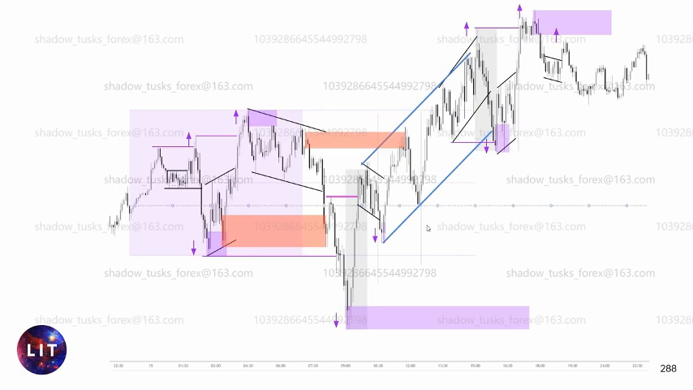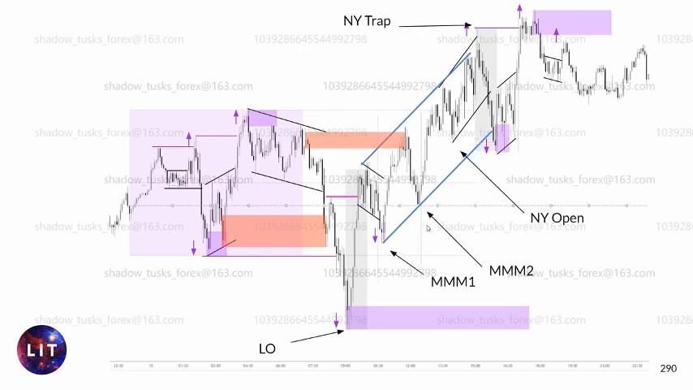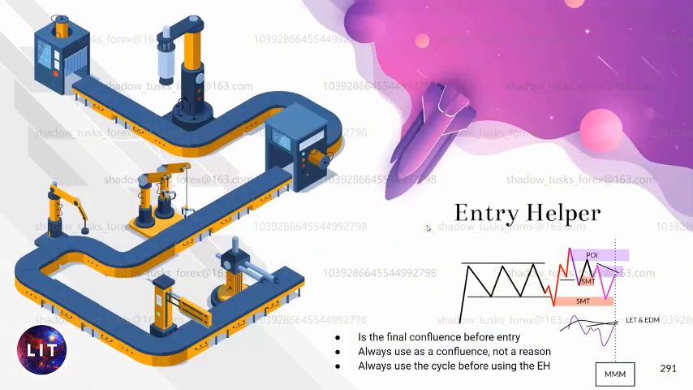Perfect. What's next? Timing. So as you can see, here is a really nice day where you've got your London Open inducement, MM1 and MM2 provide the continuation. New York Open again provides the false move for New York Trap to give us the reversal, and then London Close gives the inducement as it's the highest point for the day. Perfect. So, entry helper.